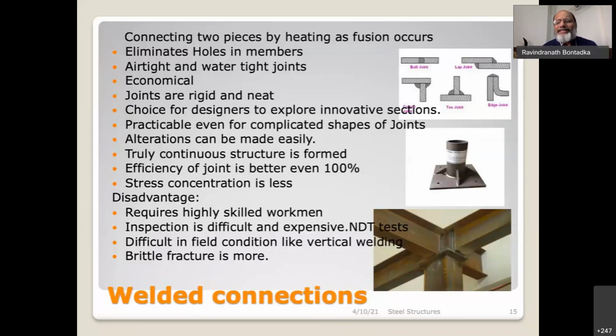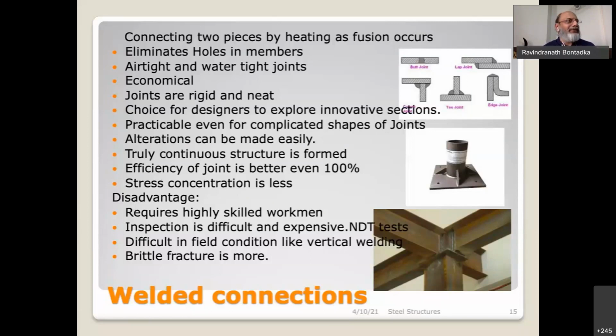So what are the disadvantages? Disadvantages of welded connections: it requires highly skilled workmen. Welding is a very skilled job. A person who doesn't do proper welding will spoil the whole thing, both in terms of the strength as well as the look. So it should be handled by very well skilled persons who know their job quite well. Inspection is difficult and expensive.